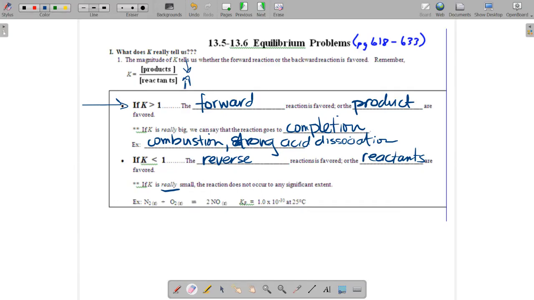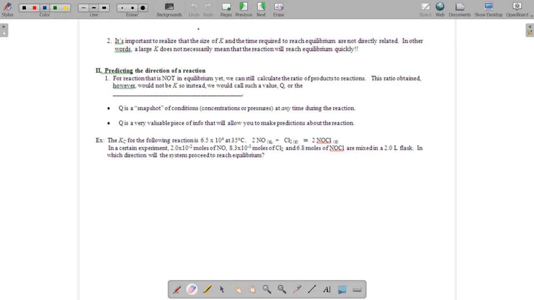So that's a time where the reaction really doesn't go in the forward direction, and it sits really far on the reactant side. Now, if we look at this, it's important to realize that the size of K and the time required to reach equilibrium are not directly related.